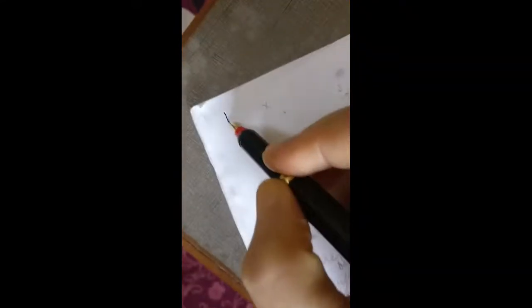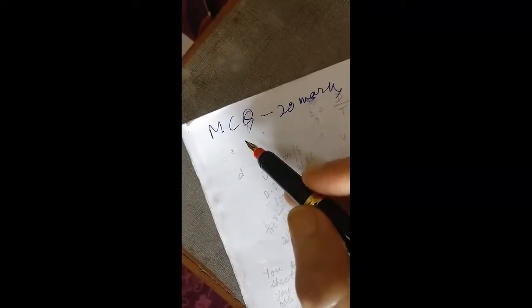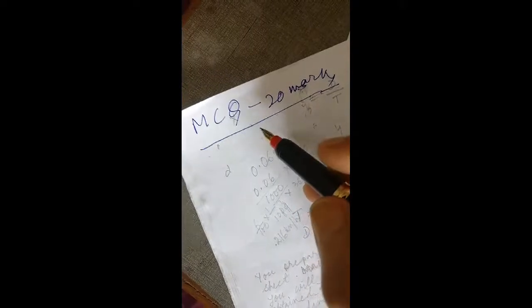Okay? Then come to MCQ. For MCQ, the marks allotted are 20 marks. We will send you the MCQ questions through WhatsApp. You have to answer within time. You have to finish it in one page. Only give the question number and write the answer.